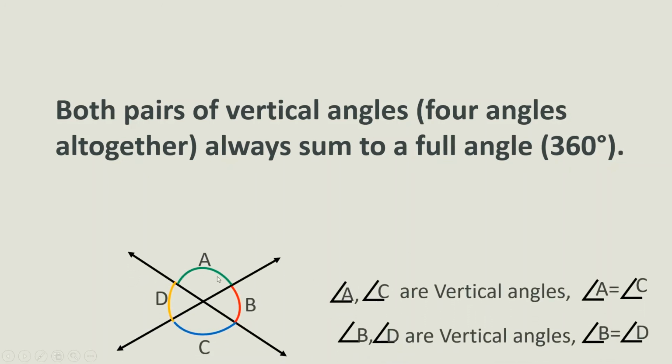Example, A and C are vertical angles because they share the same point but not the same side, and angle A and C are equal to each other. Angle B and D are also vertical angles because B and D share the same common vertex but no common side. And B and D are also equal to each other.